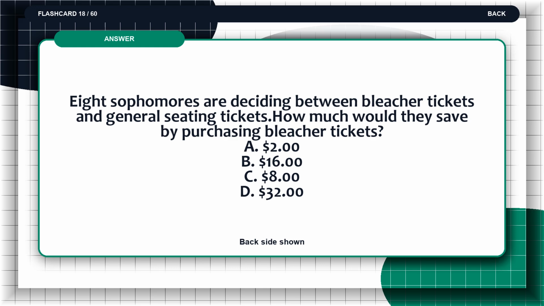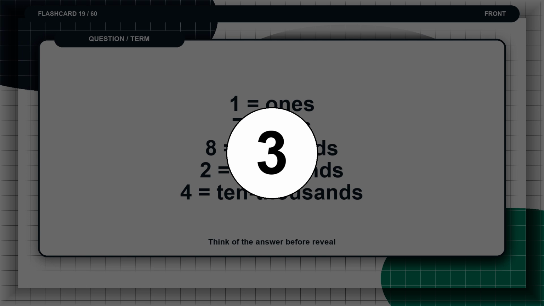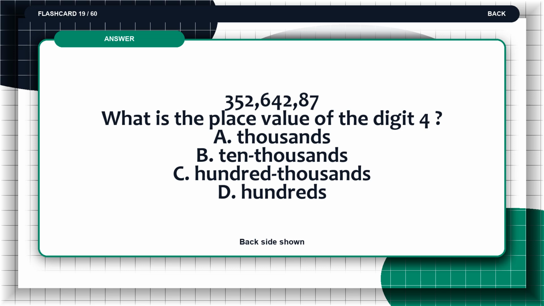The answer is, 8 sophomores are deciding between bleacher tickets and general seating tickets. How much would they save by purchasing bleacher tickets? A. $2. B. $16. C. $8. D. $32. Flashcard 19. 1 equals ones, 7 equals tens, 8 equals hundreds, 2 equals thousands, 4 equals ten thousands. Think of the answer before the reveal. The answer is 352,642.87. What is the place value of the digit 4? A. Thousands. B. 10,000s. C. 100,000s. D. Hundreds.